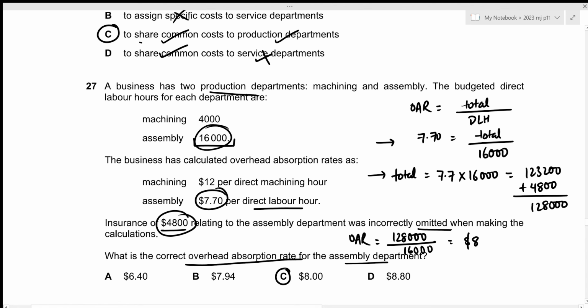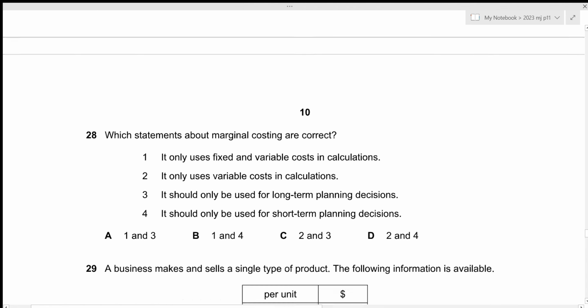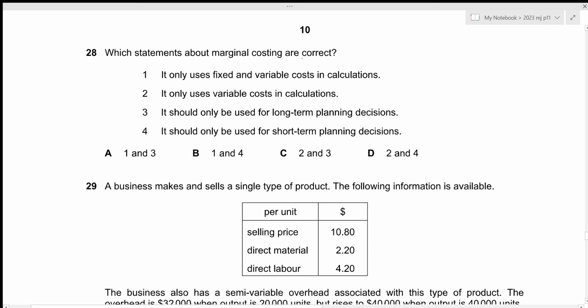Let's move towards the 28th question. Which statements about marginal costing are correct? The first one is it only uses fixed and variable cost in calculation. For marginal costing, all of our calculations are based on variable cost, so this is incorrect. The second one is it only uses variable cost in calculations. That is correct. The third one is it should only be used for long-term planning decisions. This is incorrect because marginal costing should be used for short-term planning decisions, which is given in the fourth statement. So the correct ones are 2 and 4, which is given in option D.